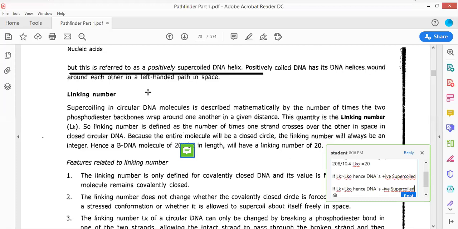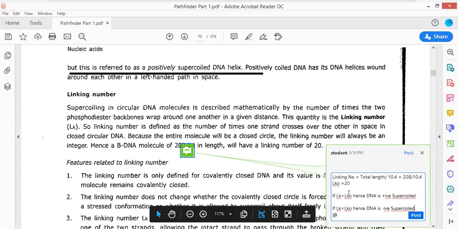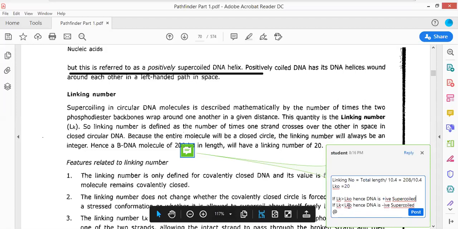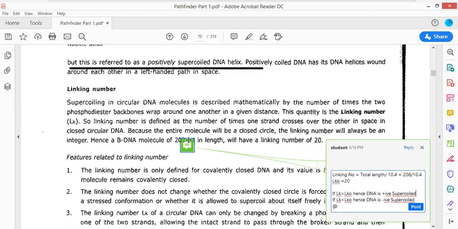I've explained everything to you through animations also. This is a very important concept. That is why I was thinking to explain it to you again. Calculations and questions are asked from this concept in CSIR and other entrance examinations, as well as in IIT-JAM. So it is very important that you remember these things.